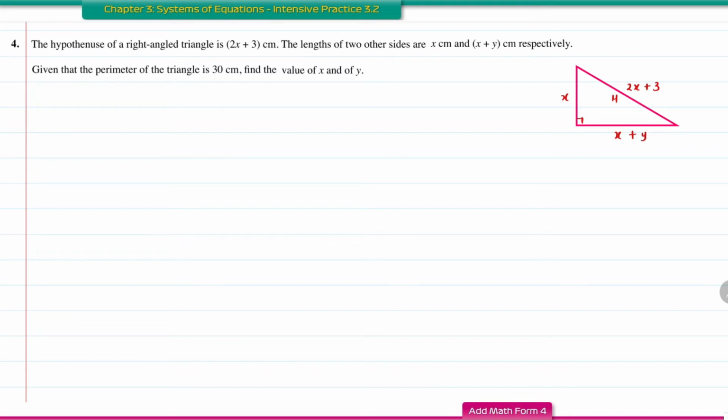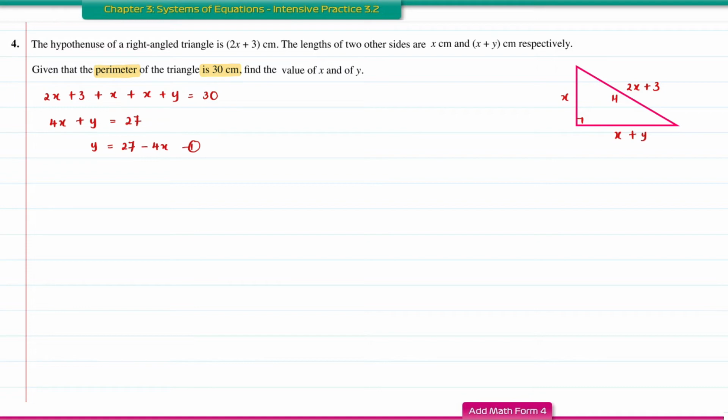So to find x and y, we need to form the equations first. The first one is based on the perimeter of the triangle, which is equal to 30 centimeters. For the perimeter, we just need to sum up all the lengths. Therefore, it's going to be 2x plus 3 plus x plus y, and this will give you the answer of 30. So we solve the like terms: 2x plus x is 4x plus y, and I got to move this positive 3 to the other side. So it will be 30 minus 3, which is equal to 27. As the coefficient of y is equal to 1, I just want to let y become the subject of the formula. So y is equal to 27 minus 4x. I'm going to label this as my equation number 1.